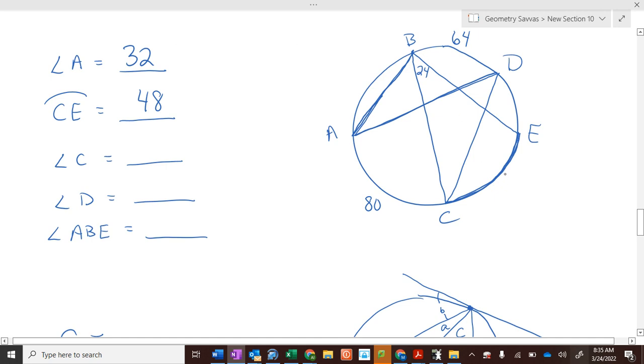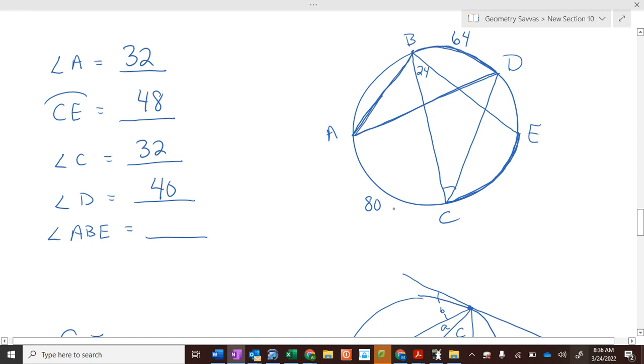What's angle C right here? Why is it 32? It's half of the arc, which is 64. You take half the arc that it cuts off. It cuts off this arc. It's half of that. What's angle D? 40. Because it's half the arc of 80.